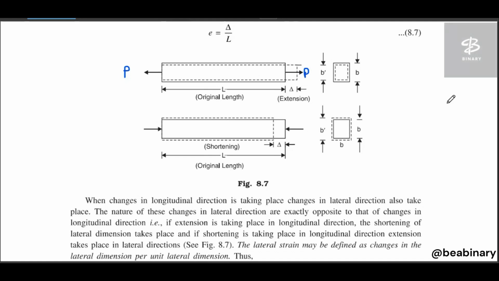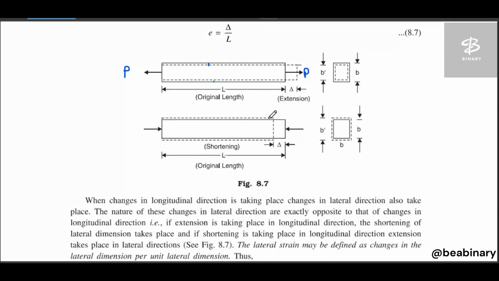We obtain the extension, delta L. The area also reduces, basically because here this is the original area, and then this length also decreases, this gap also decreases. So the area decreases.